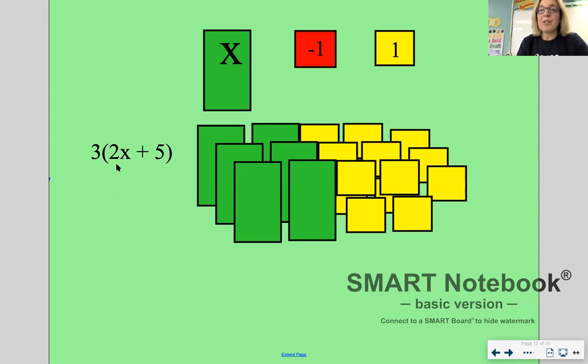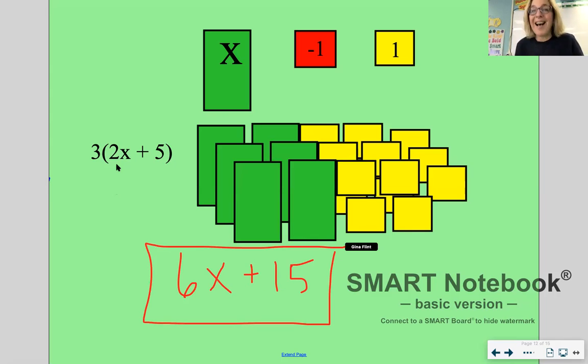So now what we want to do is simplify this. That means we want to count up how many x's we have, and we want to count up how many squares we have. Well, we had 2 x's 3 times, which would give us 6 x's, and we had 5 3 times, which would give us 15. So 6x plus 15 is the number of tiles we have now by doing this multiplication, which is what the distributive property is, right? It's all about multiplying.